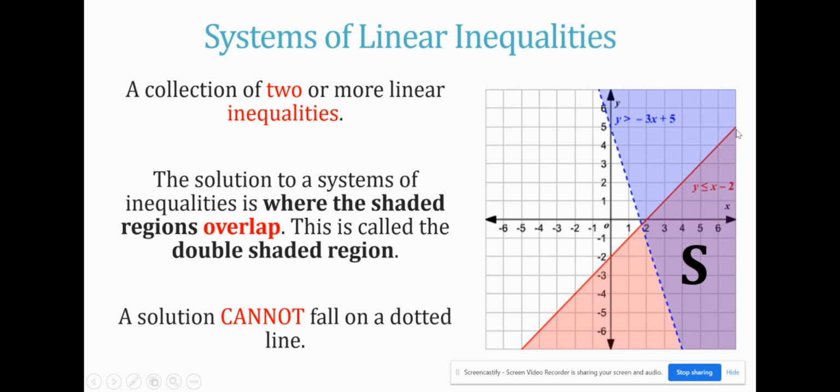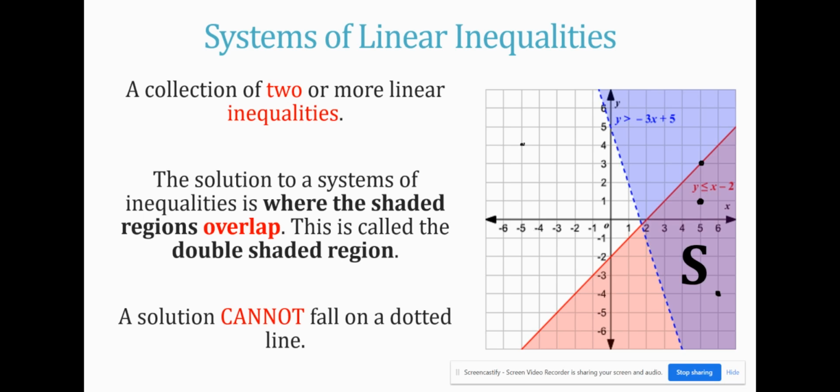Okay, and you can see here in this double shaded region, we have an S here because that represents the double shaded region. That is the solution. So, for example, say we wanted to identify some solutions to this system. It has to be in this double shaded region. For example, this point here would be a solution. This point here would be too, it's still in the double shaded region. This point here would be, it's still in the double shaded region and it's on a solid line. So these are all scenarios where we would have solutions.